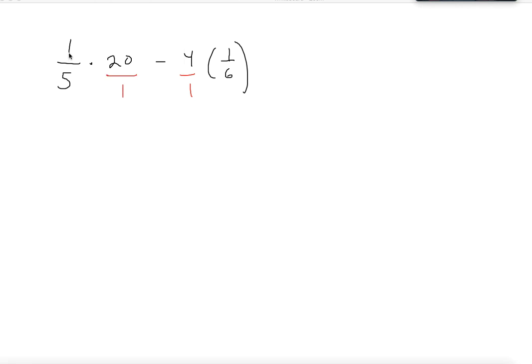And now, we can do this a couple of ways. Let me do the long way, and then I'll point out the short way at the end. So the long way is to just multiply straight across and not think about reducing. So 20 over 5: 1 times 20 makes 20, and 5 times 1 makes 5. And then I'm subtracting from that 4 times 1 makes 4, and 1 times 6 makes 6.